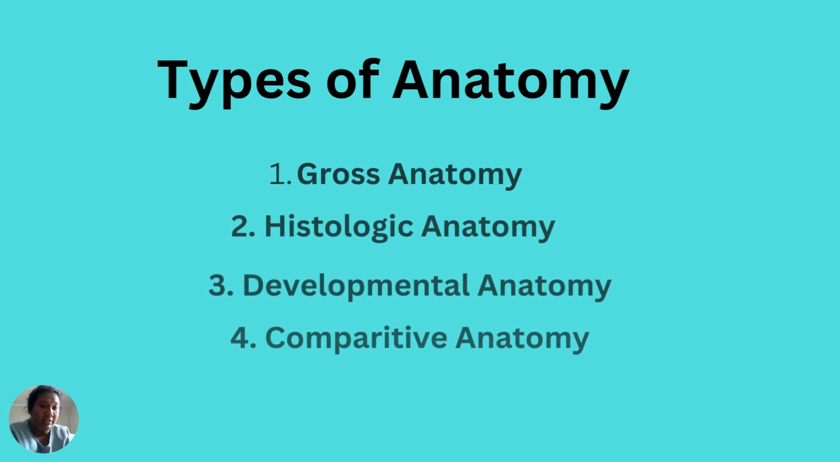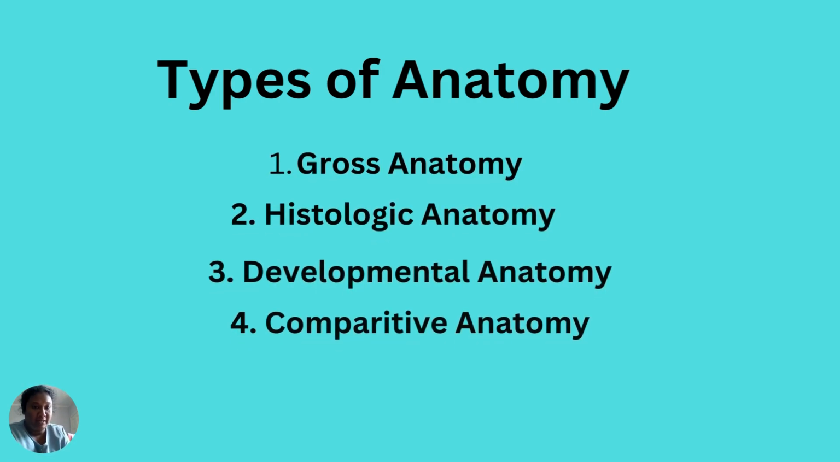So these were all about the types of anatomy. Let's recall the types of anatomy that you have heard and learned today. It is gross anatomy, which is the study of the general human or animal body as a whole. Second is histologic anatomy, a study of cells, their similarities or differences. Third is developmental anatomy, the study of various developmental stages. And the fourth is comparative anatomy, to compare the similarities and differences of various species, including extinct species.